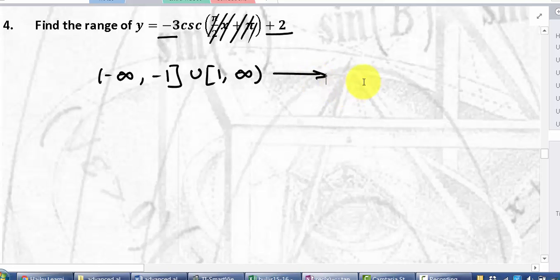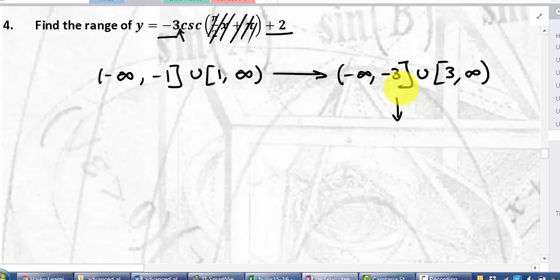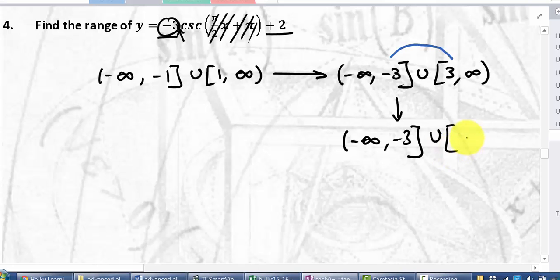Now you need to remember graph transformation. First thing that happens is a vertical dilation. You multiply by 3. So that's negative infinity, -3, union 3, infinity. Okay. The next thing that happened is a reflection through the x-axis. But in this case, because your range is so symmetrical, right? It's completely symmetrical. It's not going to show, right? So you're going to be gone from this set and you're going to go into this set right here. It looks like it's the same, but there was a shift, right?